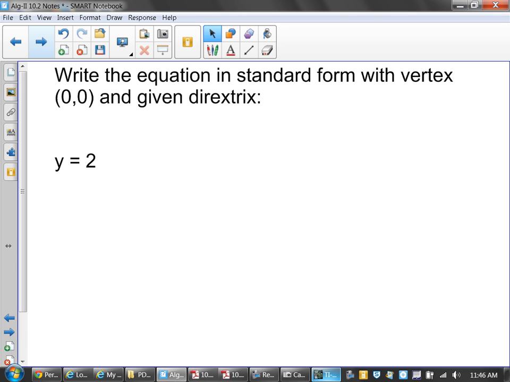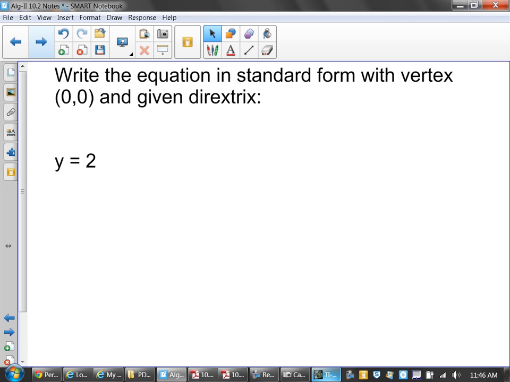Let's write the equation in standard form with the vertex 0, 0. All these are going to have is the vertex at 0, 0, and the given directrix at y equals 2. Which means I'm going to write it in one of the forms of x squared equals 4py or y squared equals 4px. If I know what my directrix is, knowing that will allow you to figure out what direction your parabola is going. Here's how you do this.